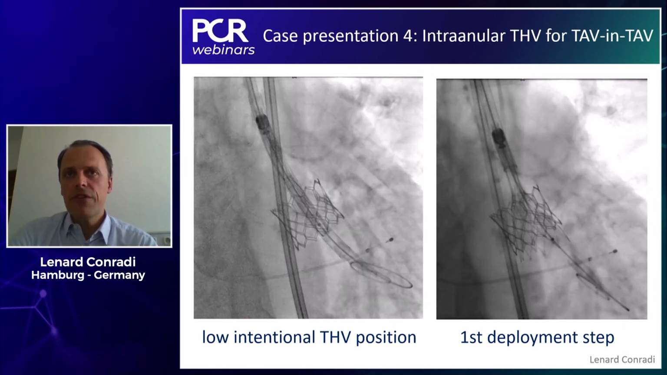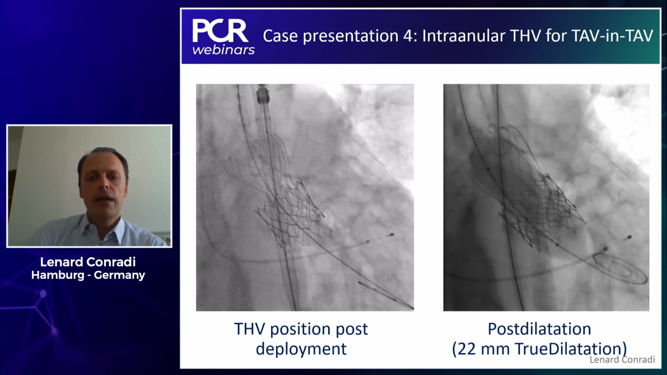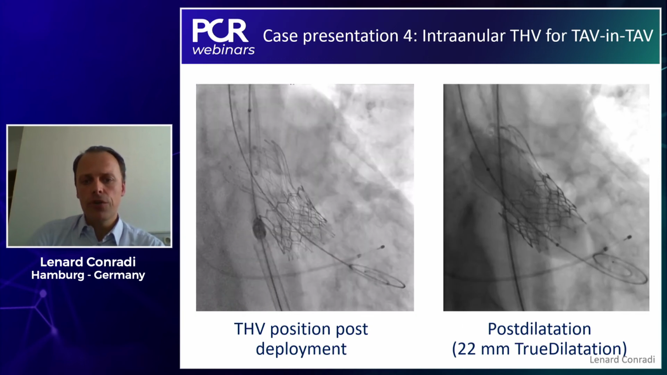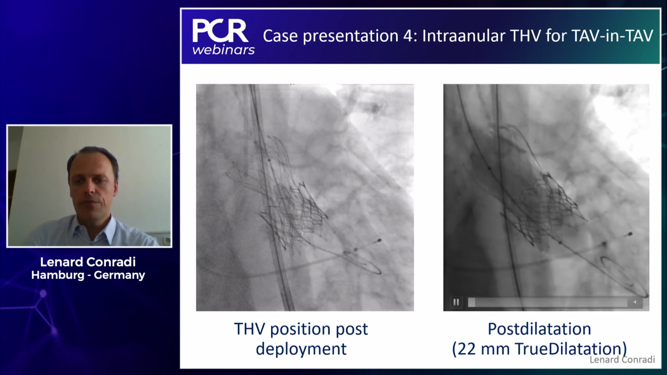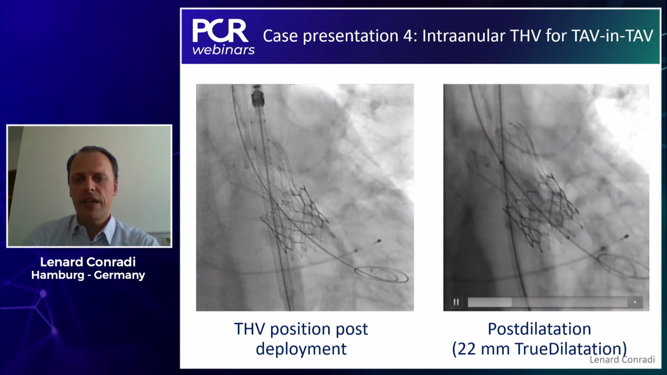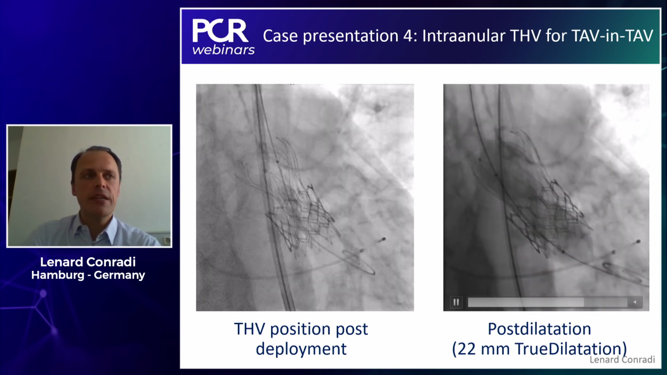So if you could play the right video, all I wanted to illustrate with this is that we had an intentional lower implant and stopped, as we typically do with Navitor, after the first deployment step for an angiography. And following that, we let the valve go. You can see that it is still severely constrained within the Sapien. And of course, we wouldn't leave it as it is, and post-dilated this mildly and expanded it inside the Sapien. Next slide, please.